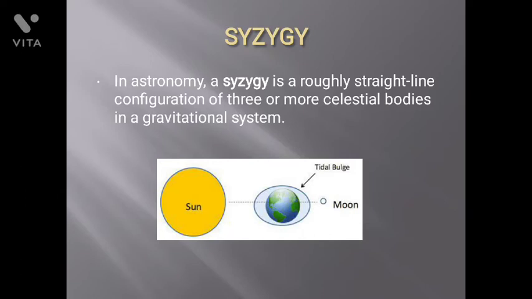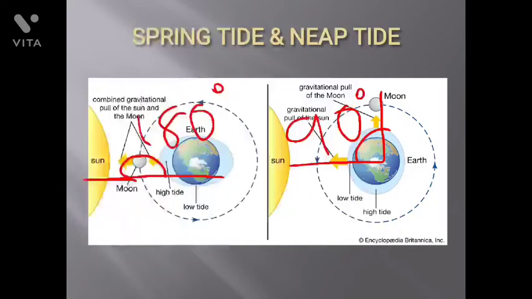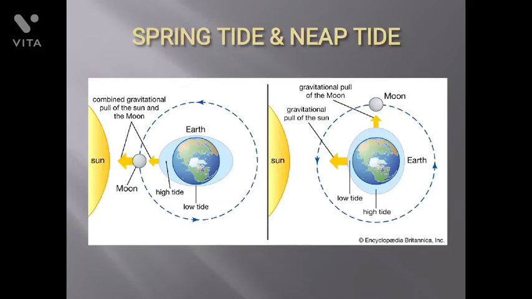If we go to the previous slide, let me remove this. In the left side diagram, that is the case of spring tide, the sun, moon and earth are in a straight line. This is a CGK configuration. But in the neap tide, the sun, earth and the moon make a 90-degree angle. This is not a CGK.